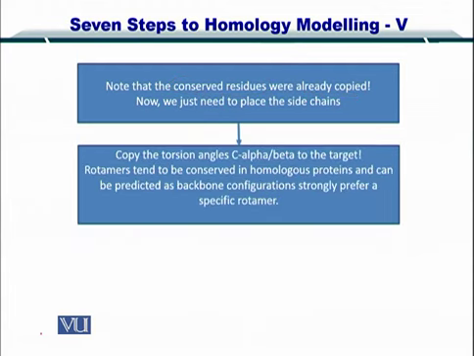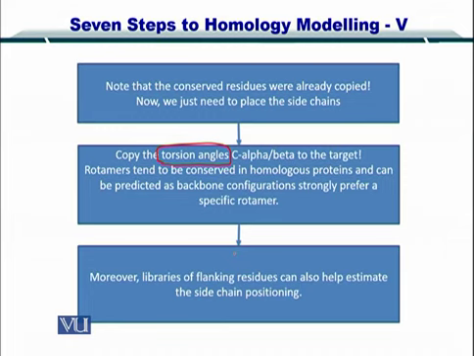The method is very simple. We insert these side chains by simply copying the torsion angles, that is the alpha carbon and beta carbon angles, to the target. Rotamers tend to conserve these angles. I will just show you an example of how these rotamers conserve these angles in homologous proteins. Because of that, there are certain preferences of amino acids, and libraries have been built to show which flanking residue, that is the neighboring residue, can be used to estimate the side chain position.